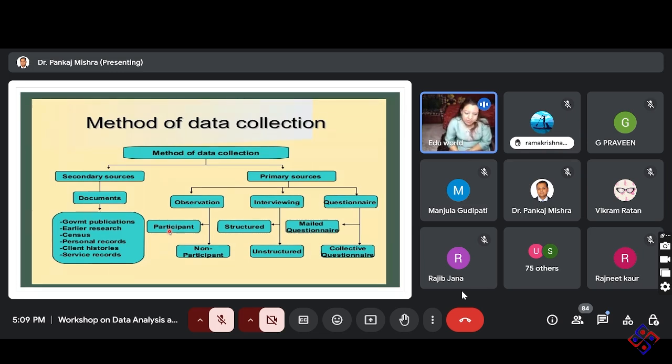And the non-participant one: I'm not participating in the actual process, I'm from a distance only, just watching the members or the respondents, and based on that I collect the data. That one is the non-participant.